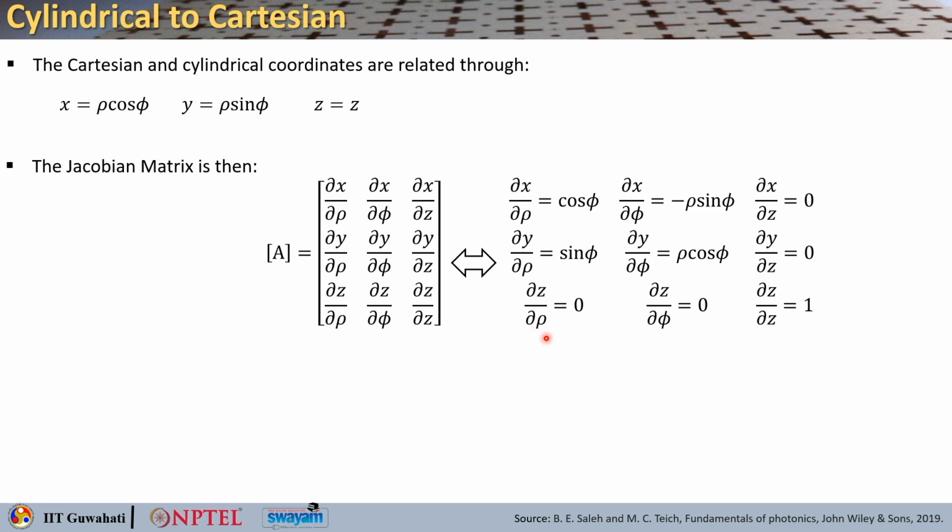Then, because z equals z, there is no transformation along the z axis; it remains the same. So, you simply have these two terms 0, and dou z by dou z equals 1. With that, you get the Jacobian matrix that can be used to transform the functions and the variables from cylindrical to Cartesian coordinate system.